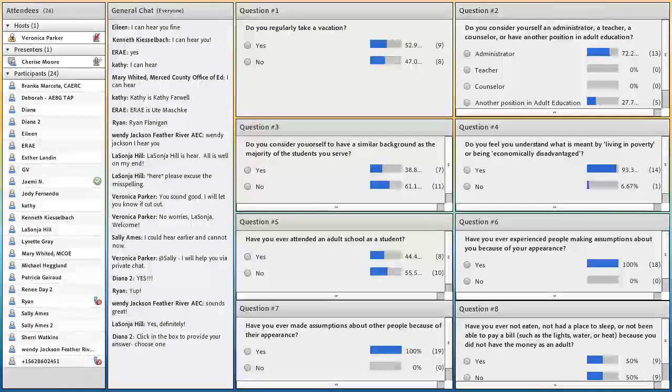And then we mostly think we understand what it means to be living in poverty or to be economically disadvantaged. I guess I could have asked that question a little differently, meaning, do you understand what is meant by living in poverty, not by what the books and definitions tell us, but do you understand what is meant by it because you understand what it is, because maybe you've been there.